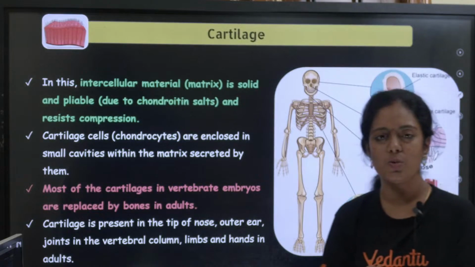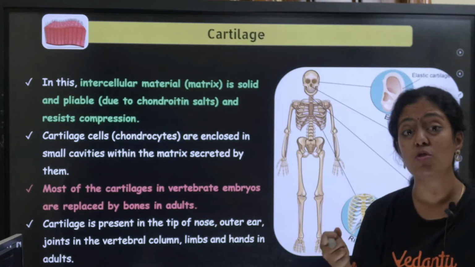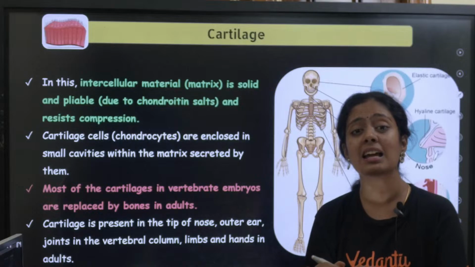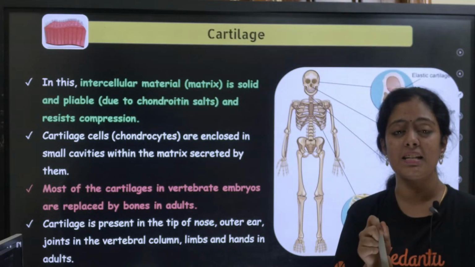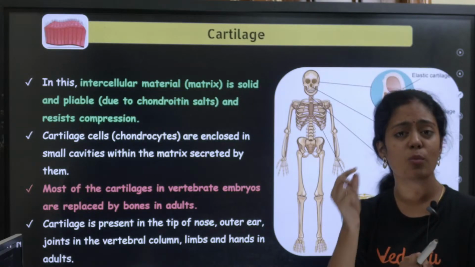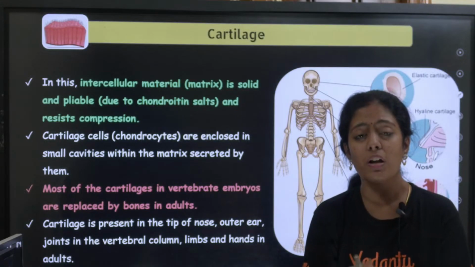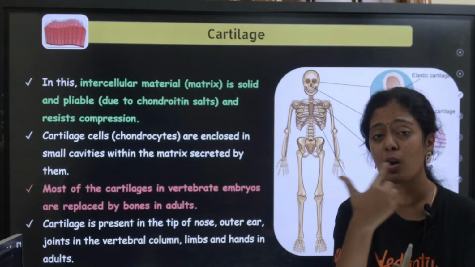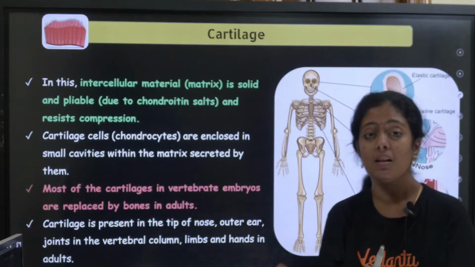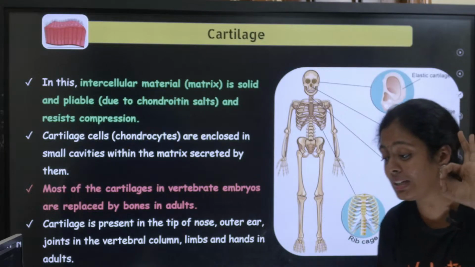So what is cartilage, pasangala? What is the most important difference between cartilage and bone? Cartilage is a pliable matrix. Okay, pliable, I can actually move my ears, I can actually move the tip of my nose. And I have my trachea which is surrounded by cartilaginous rings. Cartilage is made up of chondroitin salts.